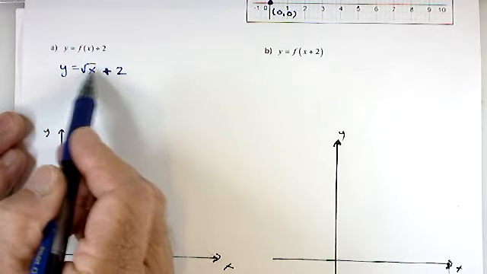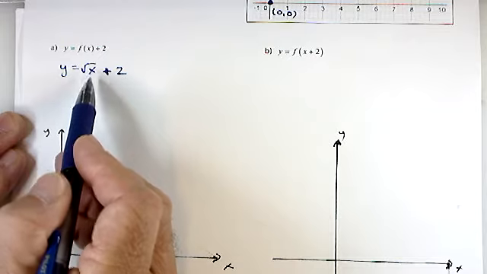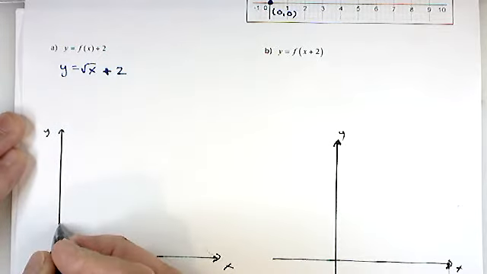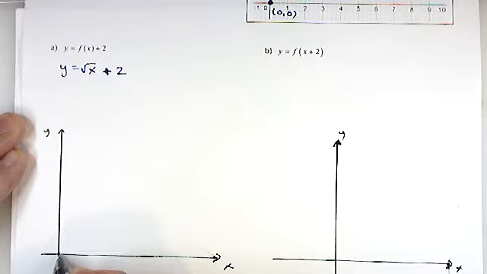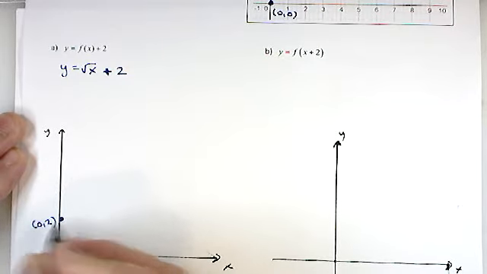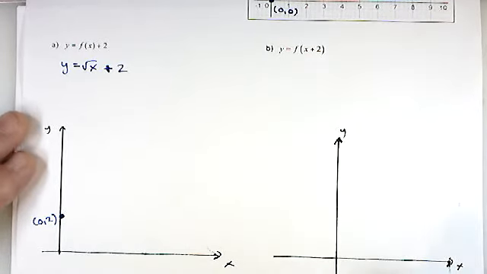If we plug in the smallest number we're allowed to take the square root of, which is 0, I'm going to get 0 plus 2. So I know instead of starting at 0, 0, which is where my normal square root graph starts, it starts at 0, 2.